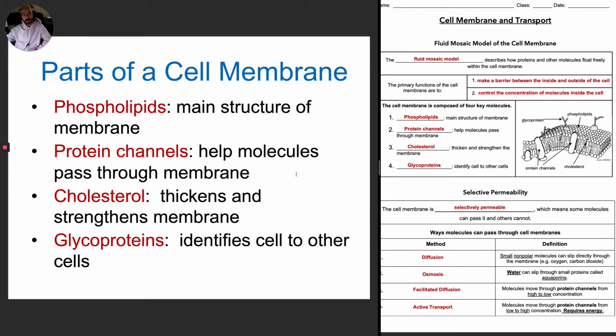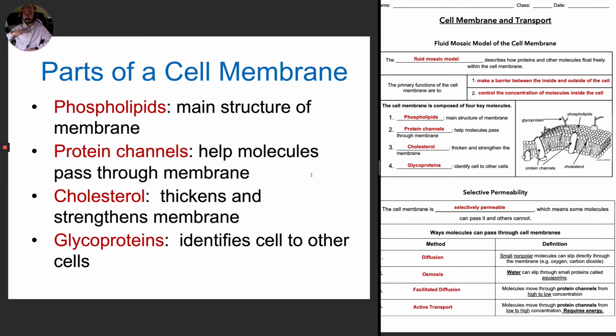There's cholesterol, which is a molecule that's kind of spread out in the nonpolar section, and it basically thickens up and strengthens the membrane, so it's a little bit tougher, right? So it is still fluid, but it needs to be somewhat protective, and so cholesterol serves that purpose.